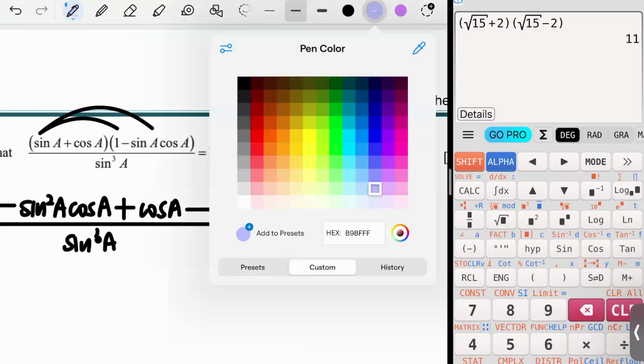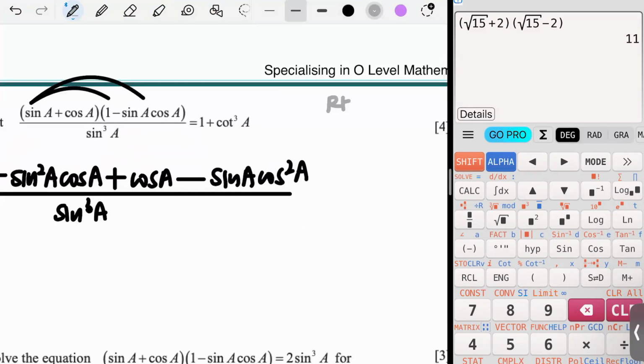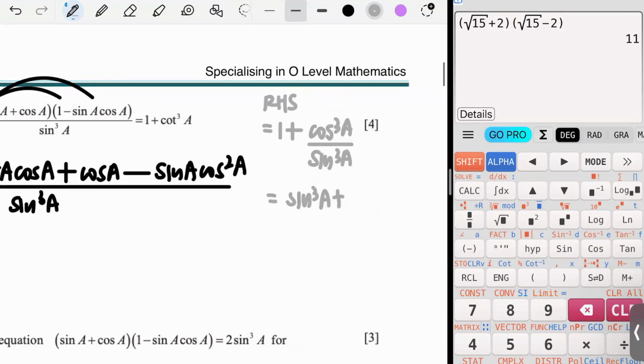So when I take my pencil from here, I'm just going to try the right side. Okay, but cannot show people one. So the right side will be 1 plus, what's cotangent? Cotangent is 1 over tangent. So that means it's cosine cube A over sine cube A. So if I make them have the same denominator, it will look something like that. Okay, then until here, I'm a bit stuck already.